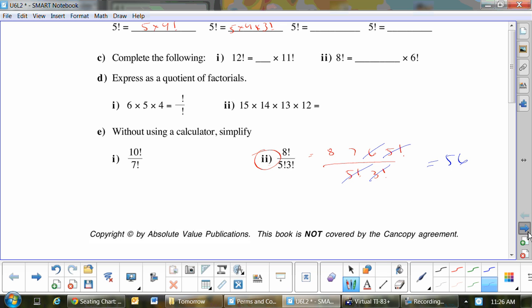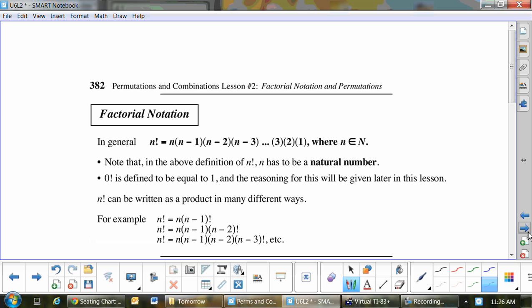Now, if life was only that easy. The place we always have to go is the theoretical domain. I need this to work for everything. So when I say 8 factorial, it goes 8 times 7 times 6 times 5. Do you see how we're always counting down? We're never counting up. Keep that straight. So n factorial, no matter what it is, is n times the next one less than that, times the next one less than that, all the way to 1, where n is a whole number.